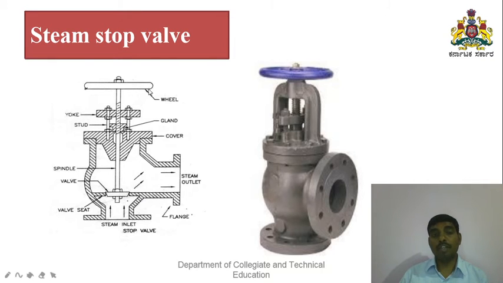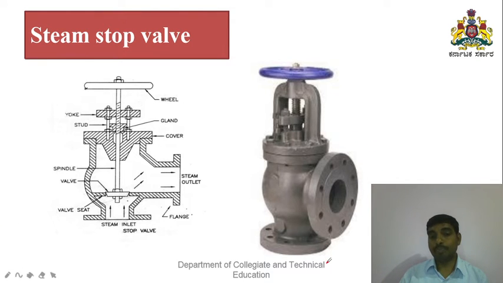So we have a gland and we have a manual wheel. This is the cover and this is called the body. This is also called a flange. So this is how the steam stop valve looks.